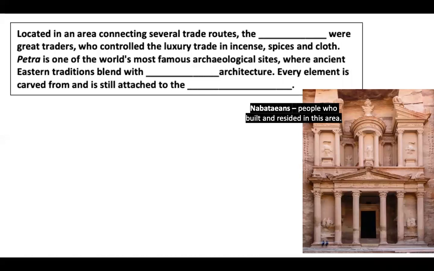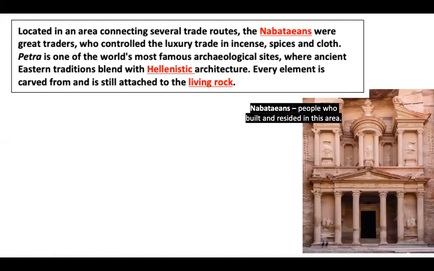Oh, Petra. I did not do a very good job teaching Petra, so we're going to read through this. Located in an area connecting several trade routes, the Nabateans were great traders who controlled the luxury trade in incense, spices, and cloth. Petra is one of the world's most famous archaeological sites where ancient Eastern traditions blended with Hellenistic architecture. Every element is carved from and is still attached to the living rock. So the Nabateans are the people who built and resided in this area.